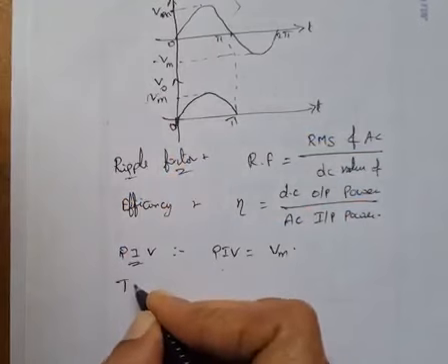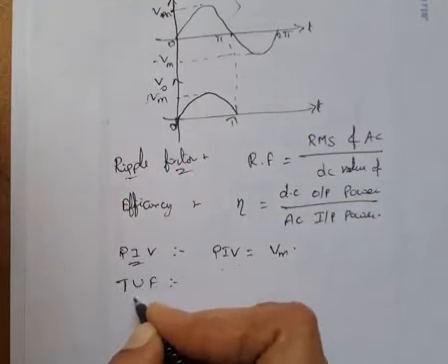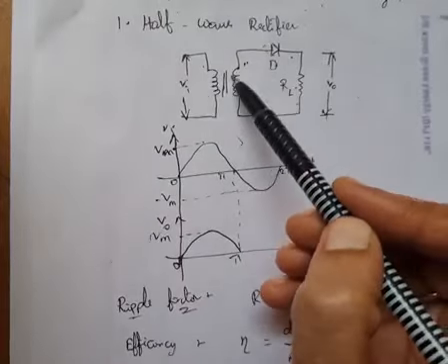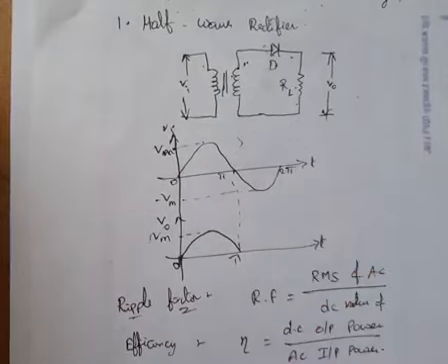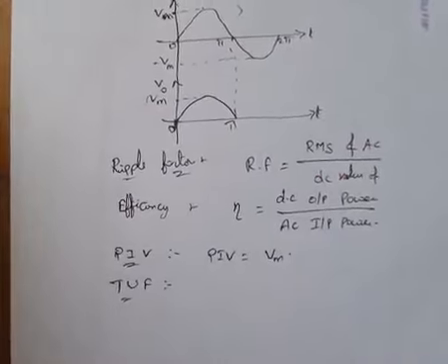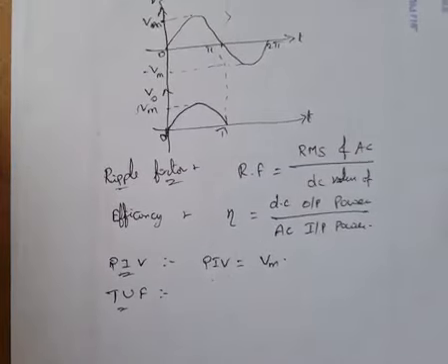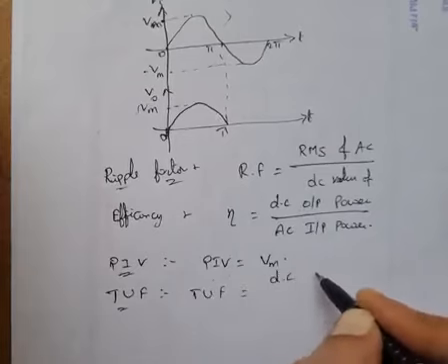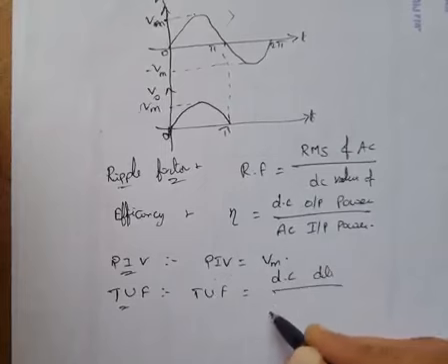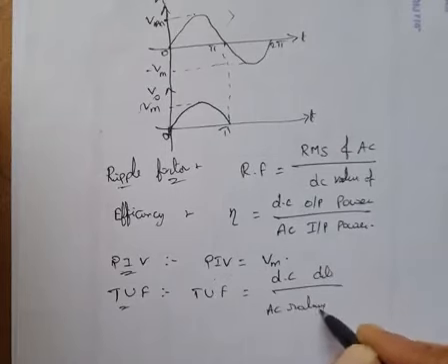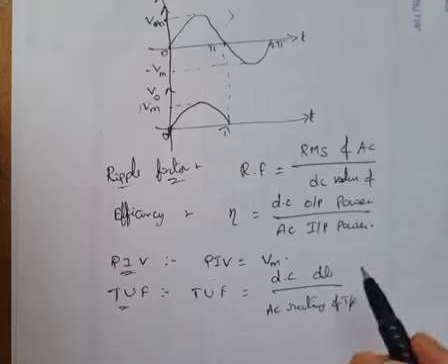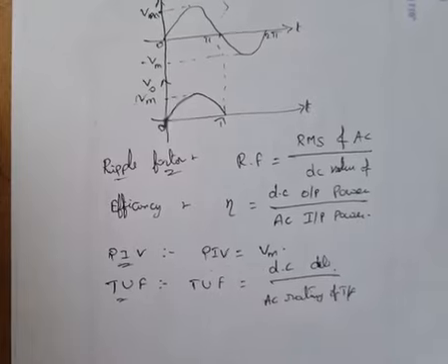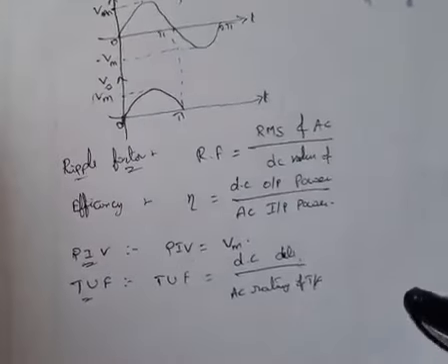And another factor, transformer utilization factor. In an AC circuit, we are taking a transformer, so the transformer compulsorily has some utilization factor. How we define and calculate it: it is the DC power delivered divided by the AC rating of the transformer. Every transformer has some rating, so how much DC is delivered by the AC rating of the transformer is called the transformer utilization factor.